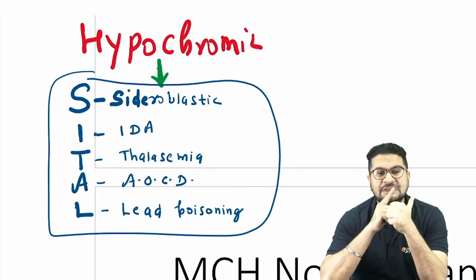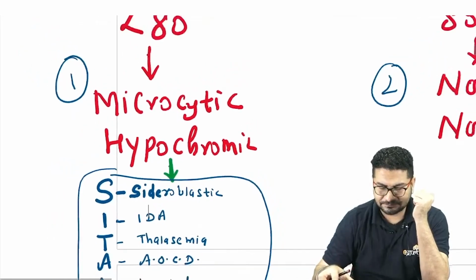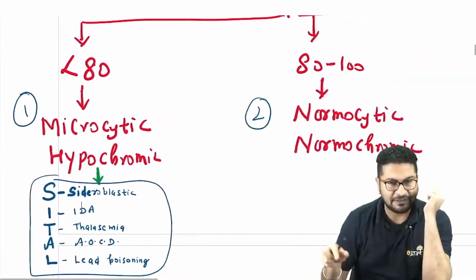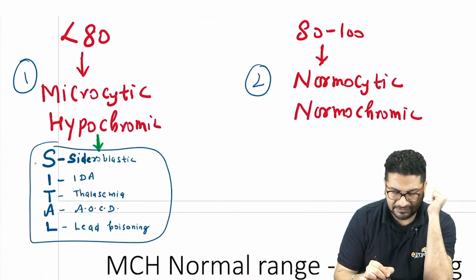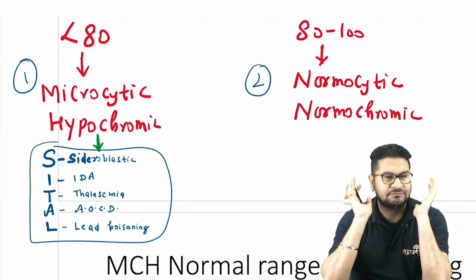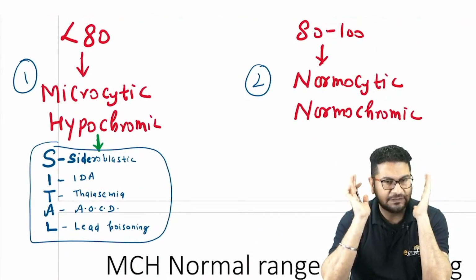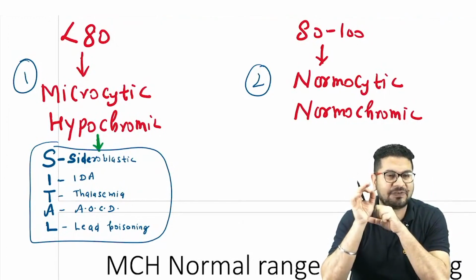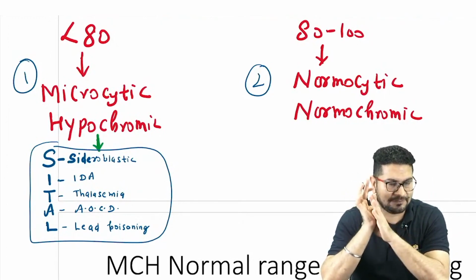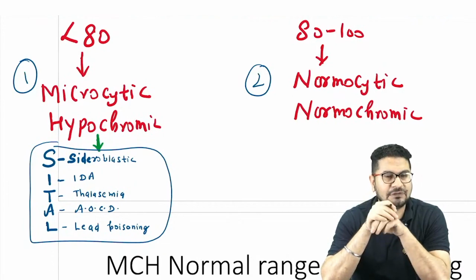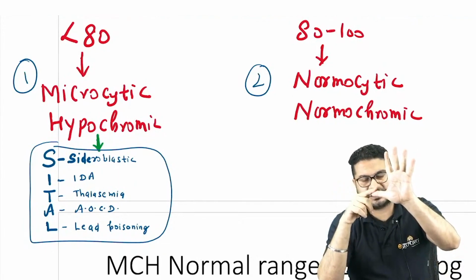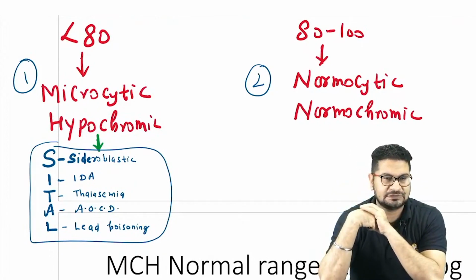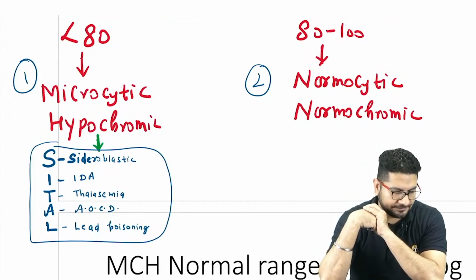MCV is 65. 65 means less than 80. Then understand this: anemia can be from this list. Am I clear or not? Just try to understand this. If you see an MCV value of 65, 70, 75, meaning less than 80, it means it should be from these 5. Which 5? Sideroblastic, iron deficiency, thalassemia, anemia of chronic disease, and lead poisoning.